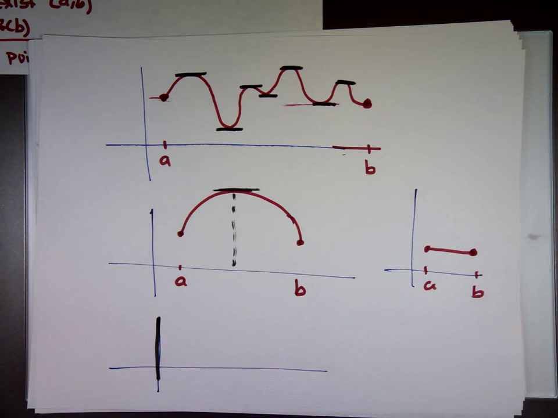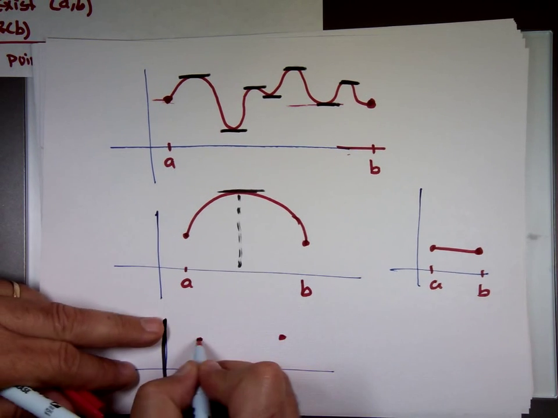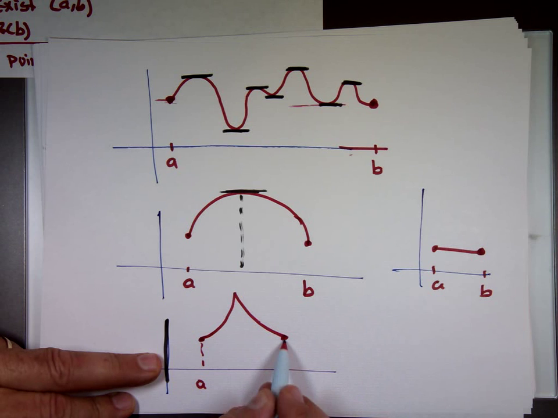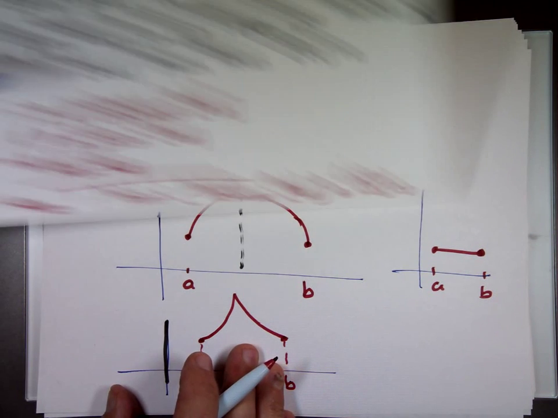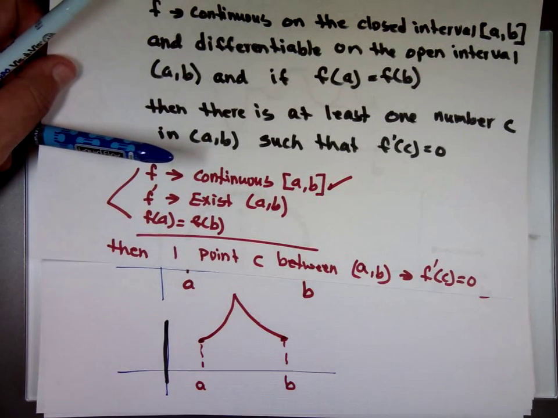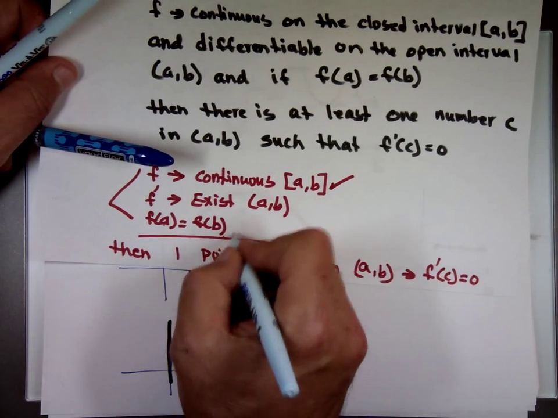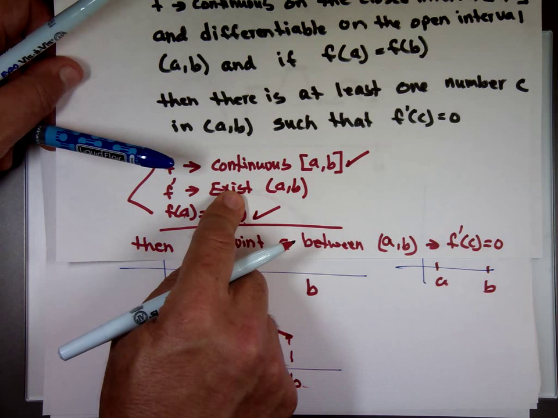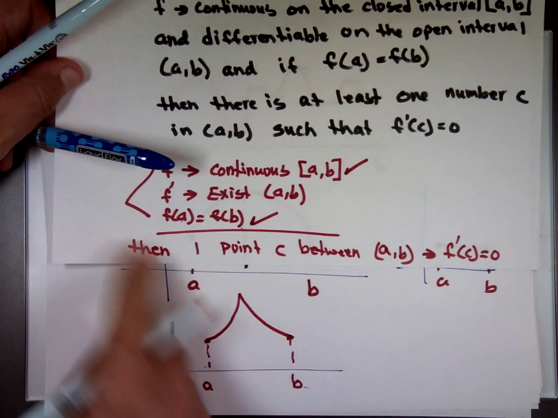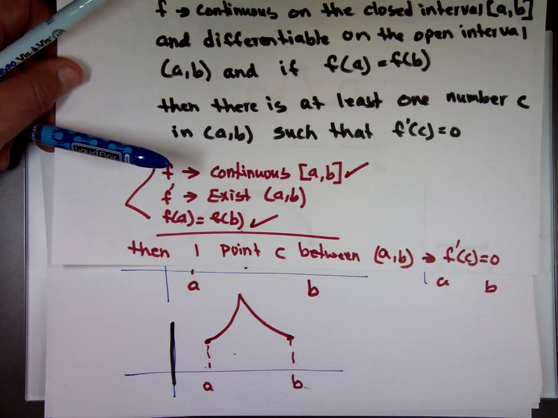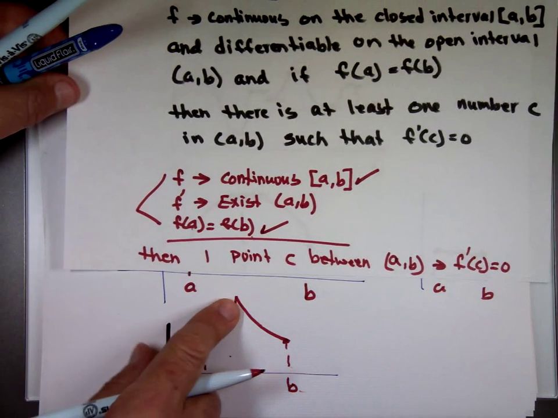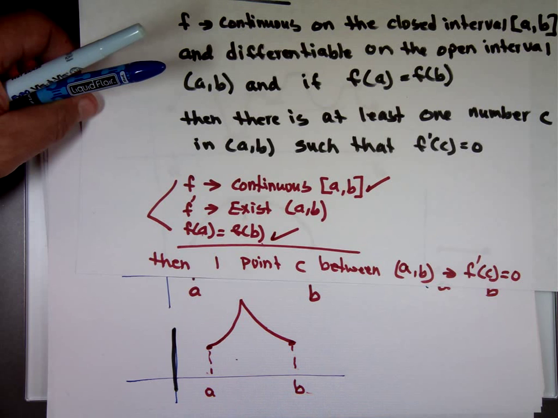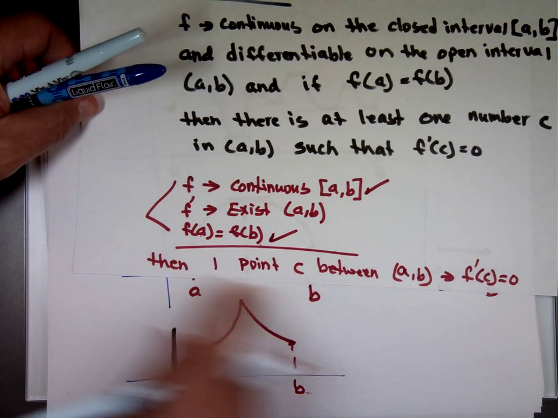You go, I'm going to graph mine looks like this. This is A and this is B. I'm going to go like this. That's continuous. That is continuous from A to B. It meets that criteria. F of A equals F of B. It meets that criteria. Does the derivative exist? Not here. So this test failed. That's why there's no point in between where the derivative is 0. This does not fit Rolle's theorem because the derivative does not exist right there. It has to be derivative exists for every point between A and B. And if that's the case, there will be at least one point where the derivative is 0.